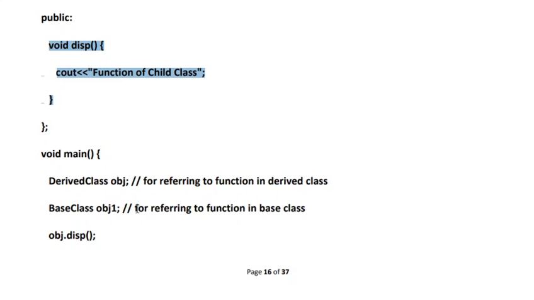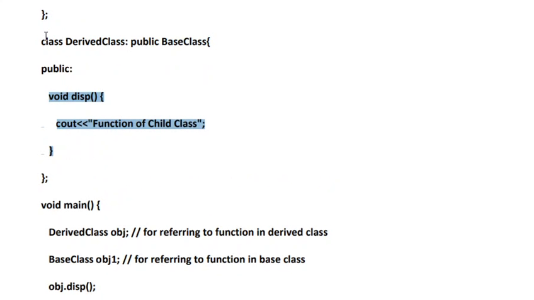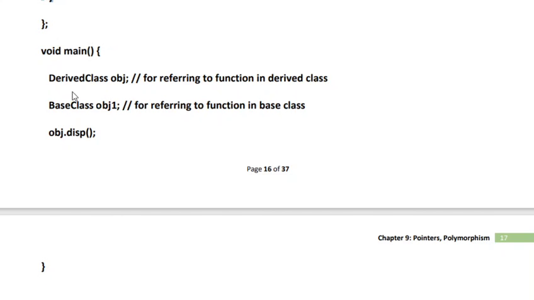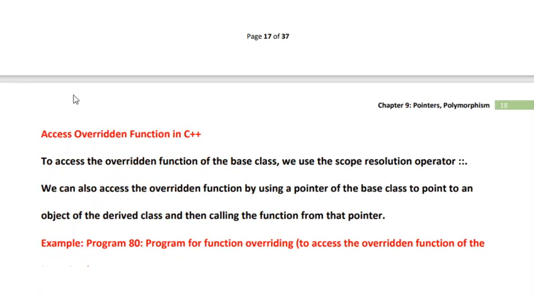Now in the main function, I have declared an object of the derived class and I've declared an object of the base class for certain use. Using the object of the derived class, I've made a reference to the display function. So when I make reference to the display function, it will make reference to the function that is there in the derived class. So here, the output will be function of child class. This is how function overriding basically works.